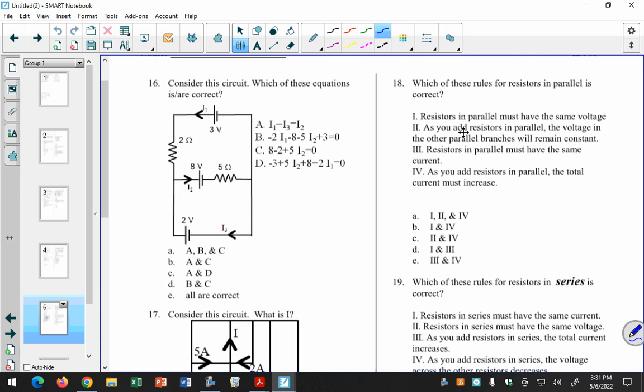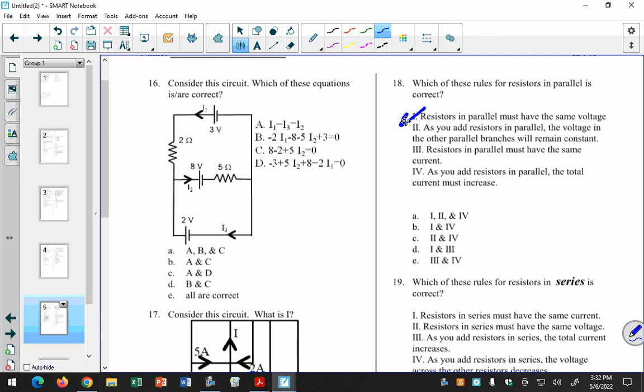Yeah. Okay. So for example, if I gave you this question, I could ask you for resistors in series or just sort of general rules about resistors. So even though this is just for parallel, make sure that you know all the rules. You'll know them anyway if you know the circuits well. Resistors in parallel must have the same voltage. Yeah, that's one of our basic rules, right? Resistors in series have the same current. Resistors in parallel have the same voltage.